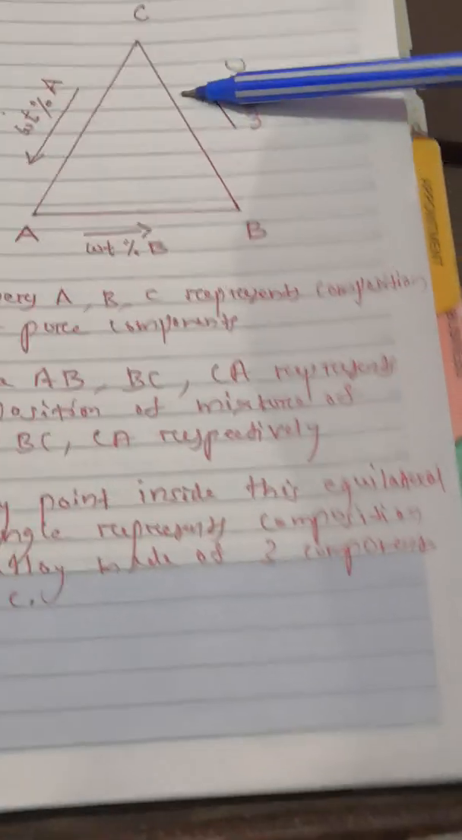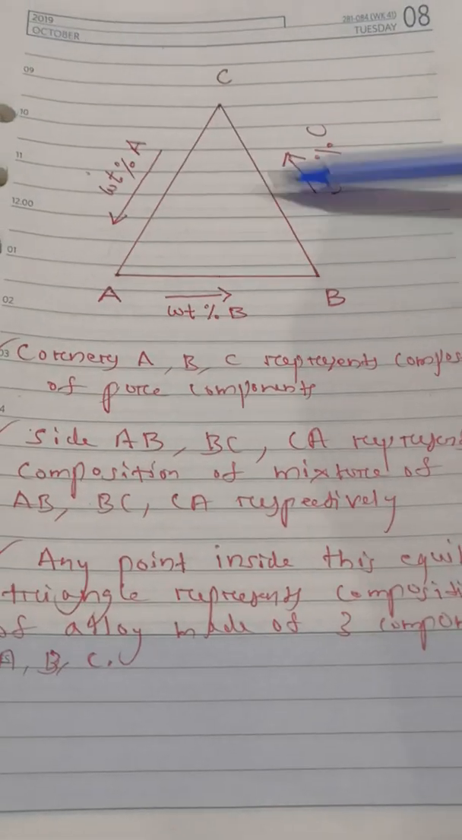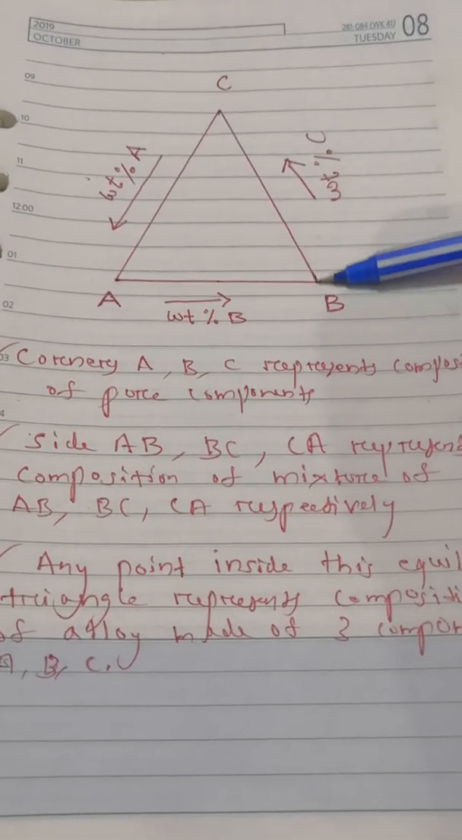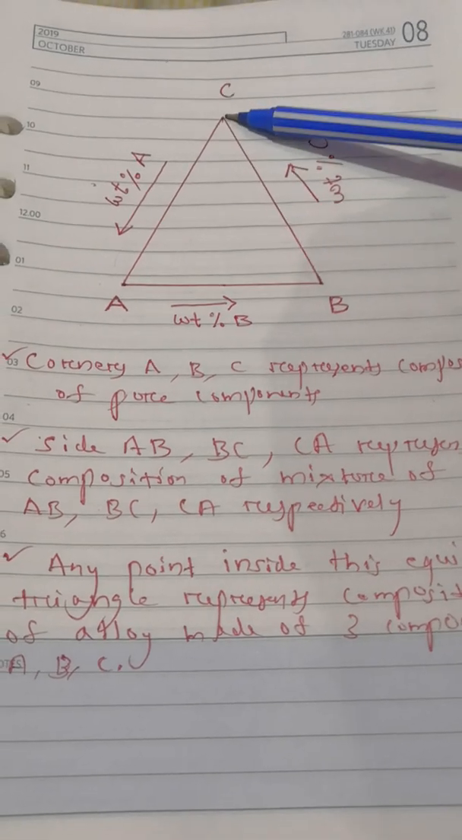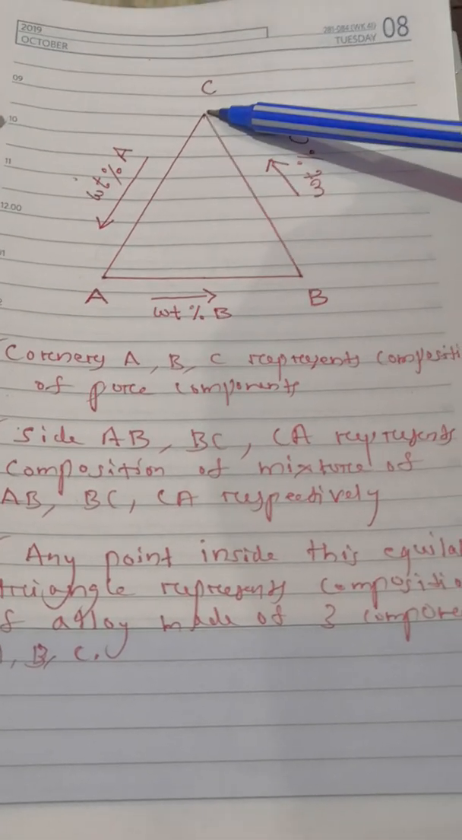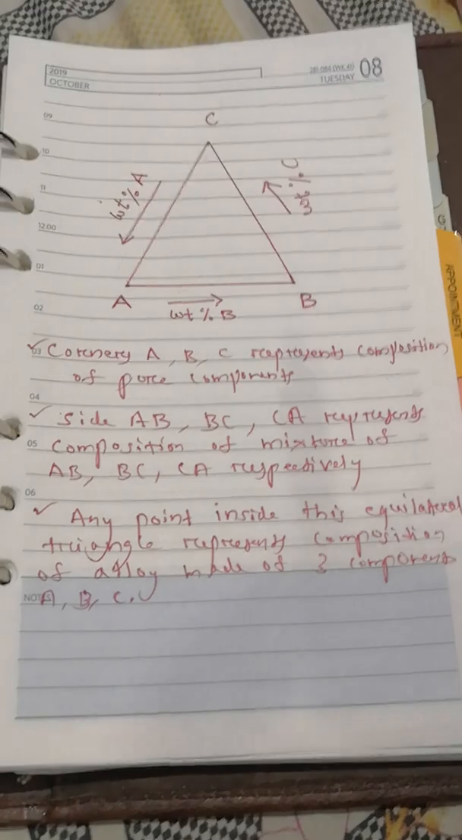Similarly, if I move in this direction, that means I am increasing the percentage of C. So when I move like this and reach here, I will get 100% C but 0% A, 0% B. I think it is fine now.